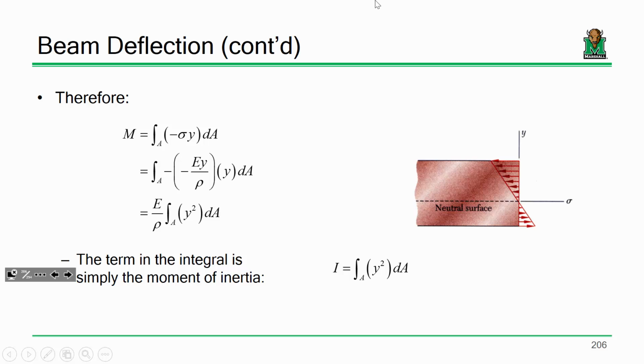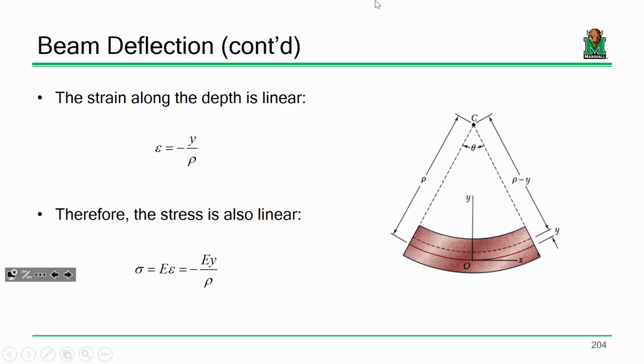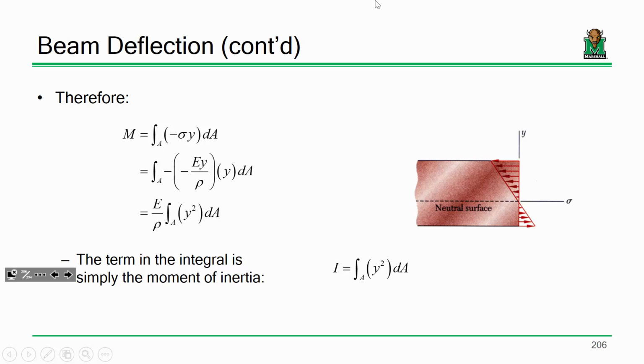So let's do a little bit of plug and chug. I've got this sigma term here, which I've already solved for. That's this. Sigma equals negative E y over rho. Plug that in, so negative sigma y, negative E y over rho. So the negatives cancel out, and I've got this. Now, if I factor out the E and the rho, I've got E over rho times the integral of y squared dA. Y'all ought to recognize that, right? That's a moment of inertia, right? I mean, think about it.